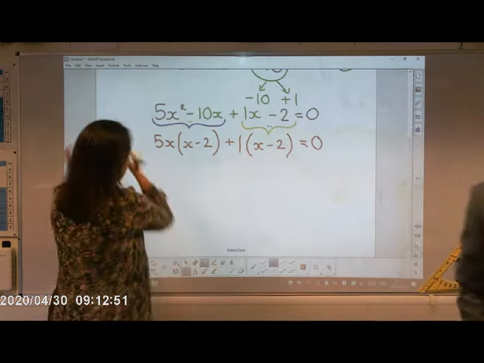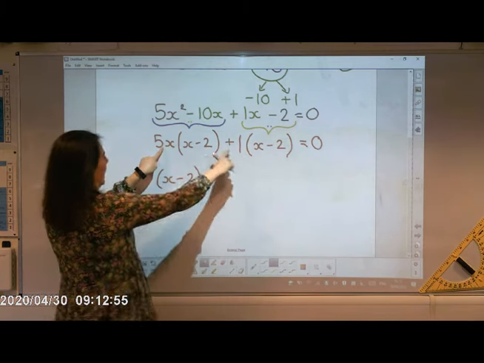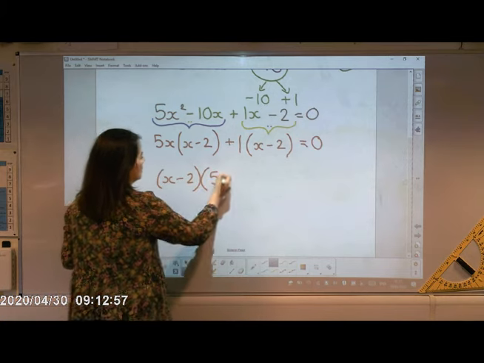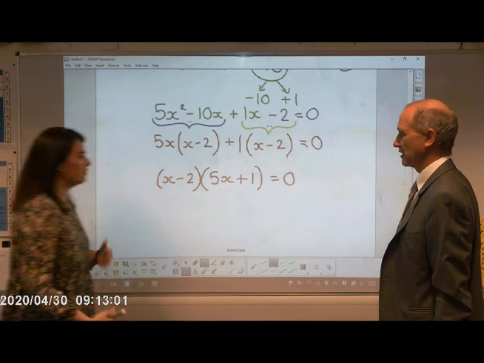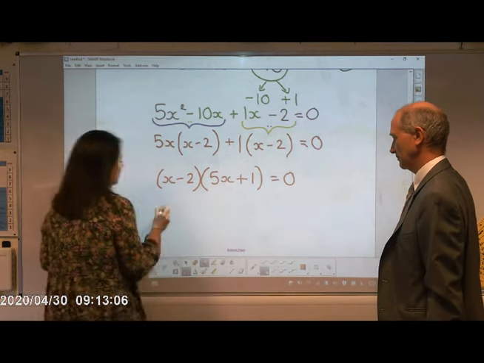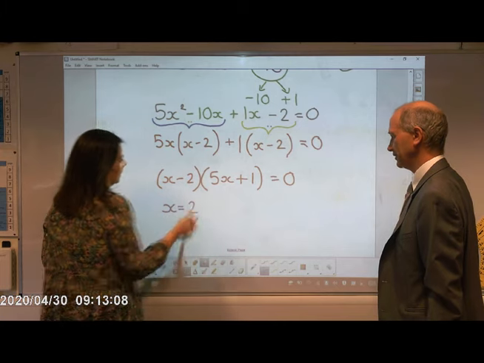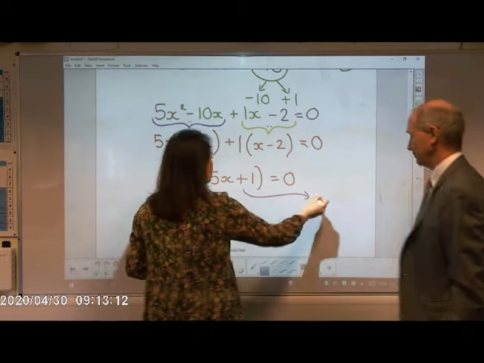You then factor out that common X minus 2, and what is left is your 5X plus 1, still equals 0. And you've factorised it. Now you can solve it. You're going to have X equals 2 here. Now this, I'm going to do probably only for you once.